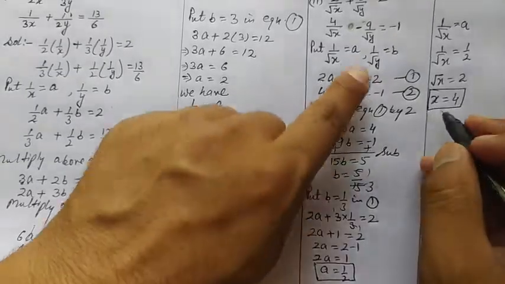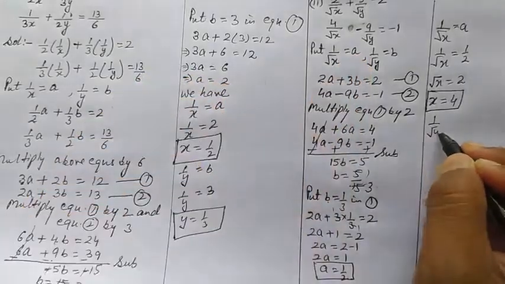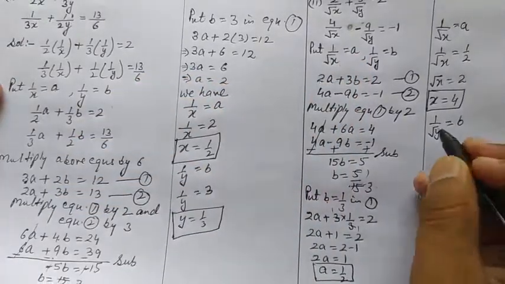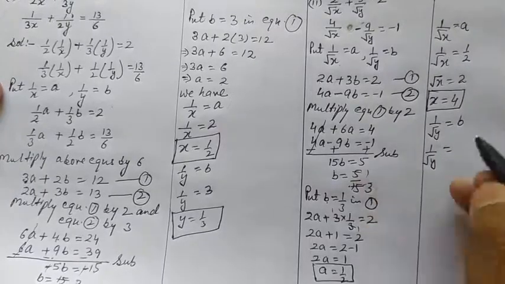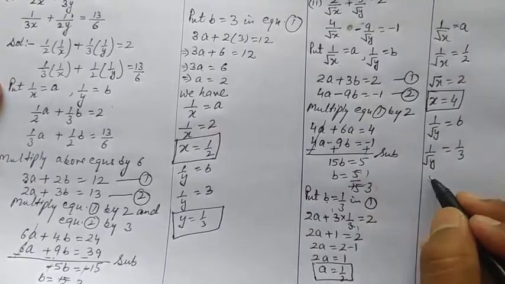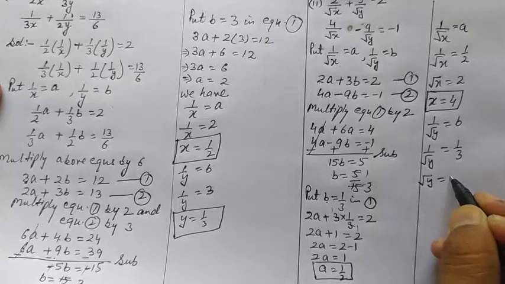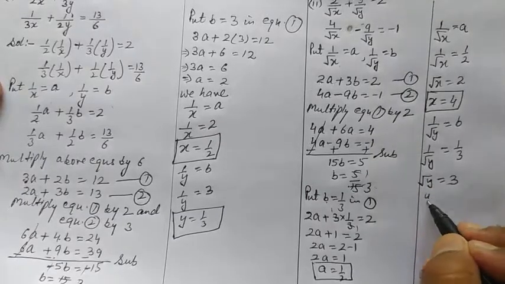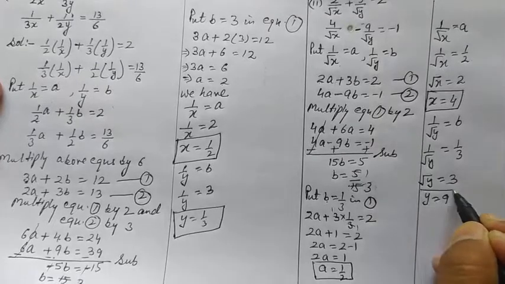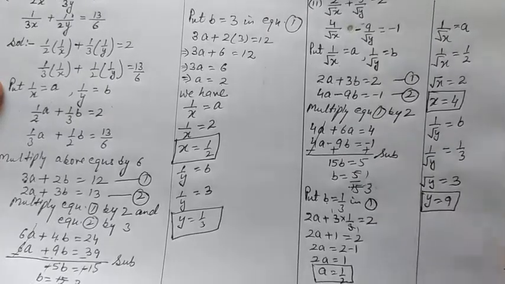Now take the second equation, that is 1 by root y is b. So the value of b is 1 by 3. If I cross multiply, it becomes root y is equal to 3. Now squaring both sides, root y square is y and 3 square is 9. So the value of y is 9 and the value of x is 4 here.